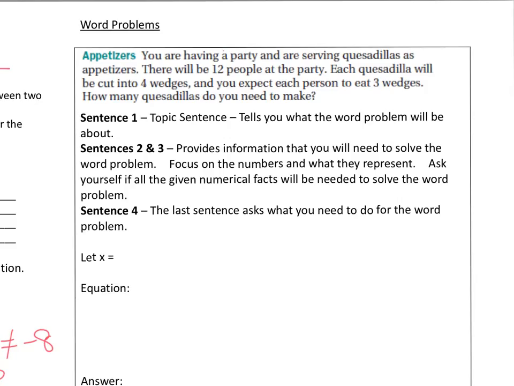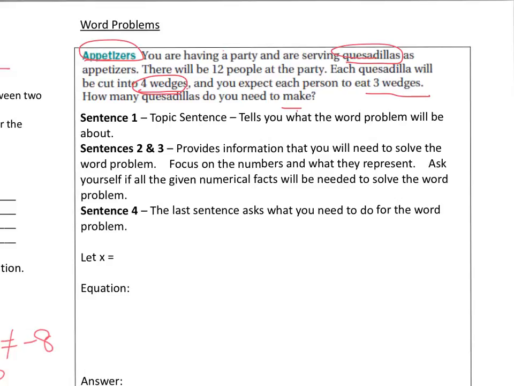Okay, let's take a look at some word problems. Appetizers. Appetizers is what you eat before the main meal. You're having a party and are serving quesadillas as appetizers. Quesadillas is a kind of Mexican cheese pancake. And there will be 12 people at the party. Each quesadilla will be cut into 4 wedges. You must be wondering what this looks like. I'll show you in a bit. And you expect each person to eat 3 wedges. How many quesadillas do you need to make?